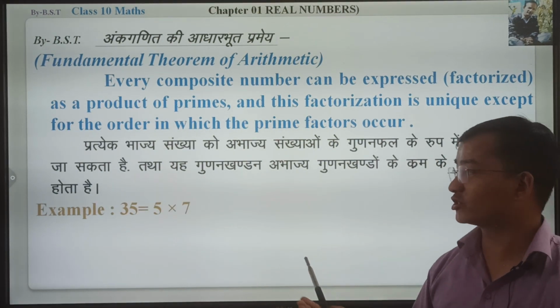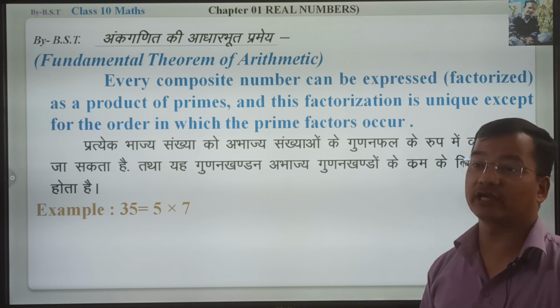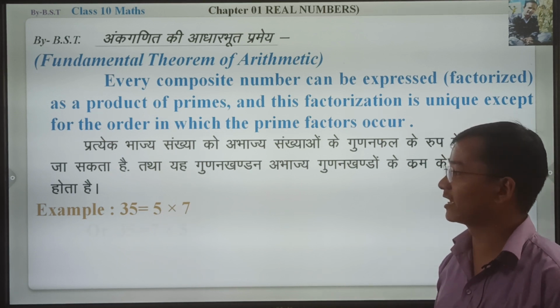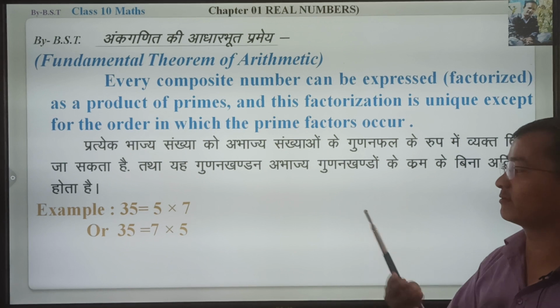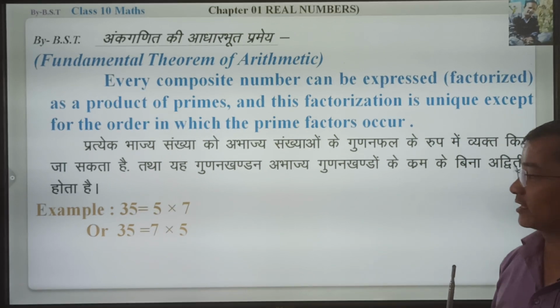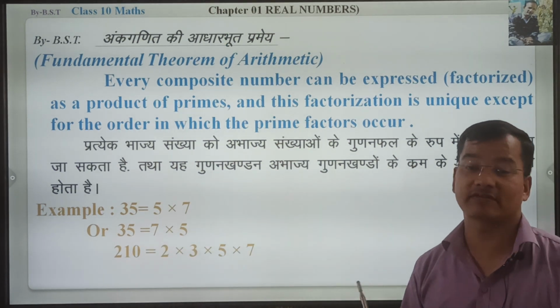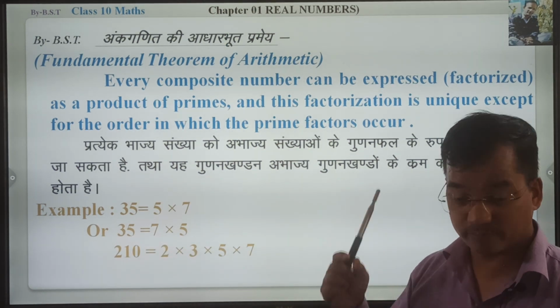किसी भी कंपोजिट नंबर्स के जो प्राइम फैक्टर्स होंगे वो यूनिक होंगे, उनके अलावा कोई अदर फैक्टर नहीं हो सकता है. जैसे 35 के 5 और 7 ही होंगे और कोई अन्य फैक्टर इसके प्राइम फैक्टराइजेशन में नहीं होंगे. ऐसे ही 210 के 2 इंटू 3 इंटू 5 इंटू 7 के अलावा कोई अदर फैक्टर नहीं हो सकता है इन टर्म्स ऑफ प्राइम नंबर्स.